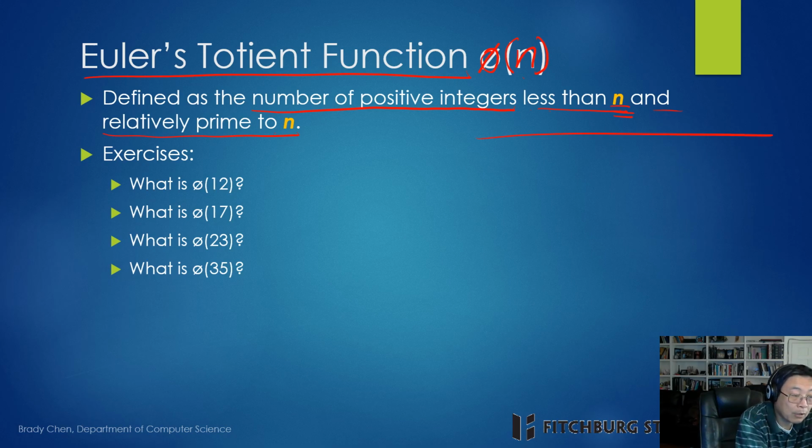Now let's take a look at an example to illustrate this. Suppose I choose n equals, say, 10. Now what is Euler's totient function phi of n for n? That means in that case n equals 10, so phi of 10. Phi of 10 is defined as the number of positive integers less than n.